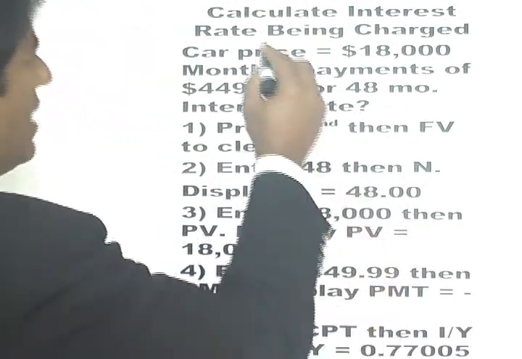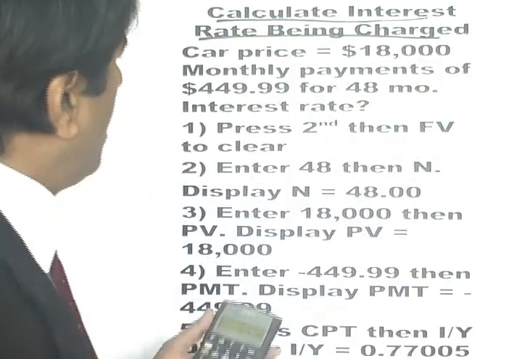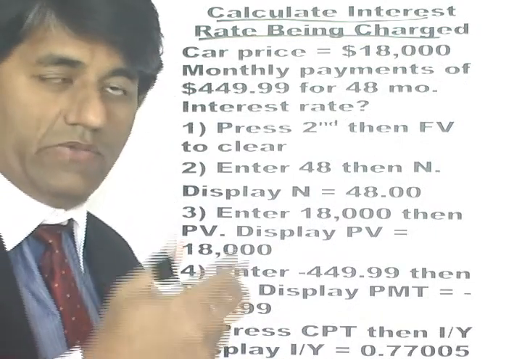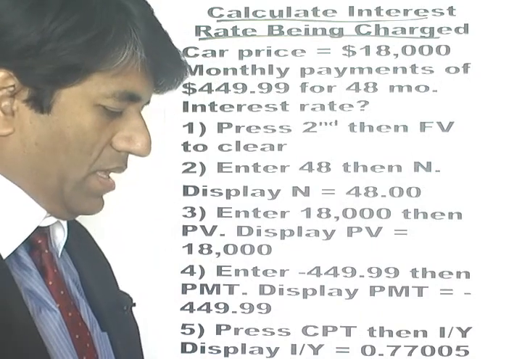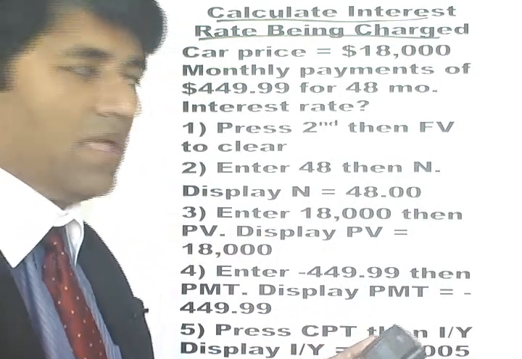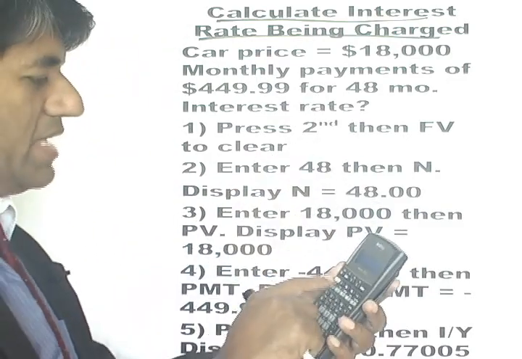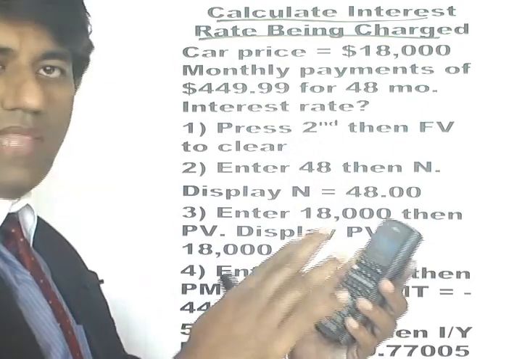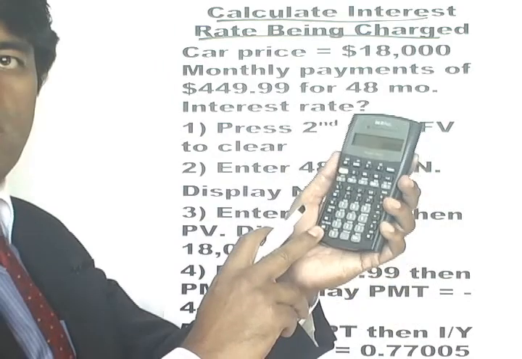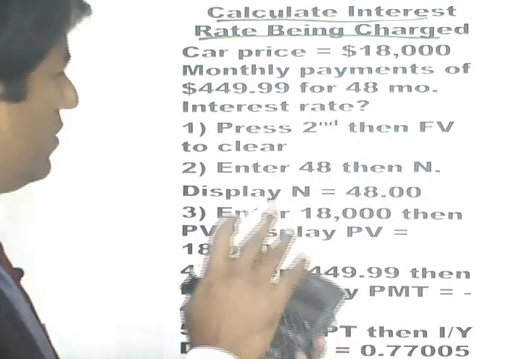The third example with the financial calculator is to calculate the interest rate being charged. This is something you can't really use a formula for, so it's very useful to use a financial calculator. You start by pressing second and FV. That should clear the registers. If there's still some display, you just hit the CE/C button at bottom left.